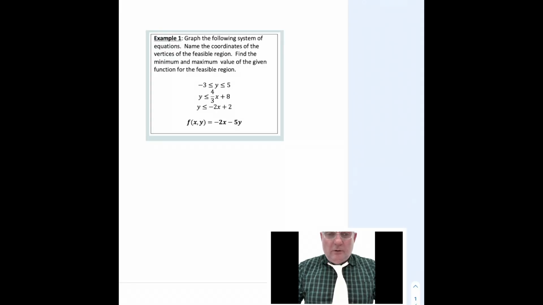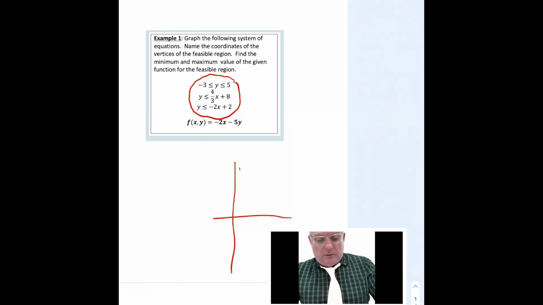So this first example, we're going to look at how to graph a system of inequalities. Then that will give us a feasible region. And in that region, we're going to try to find out what coordinates or what solutions to that region give us the maximum and minimum values. So here's my system of inequalities right here.